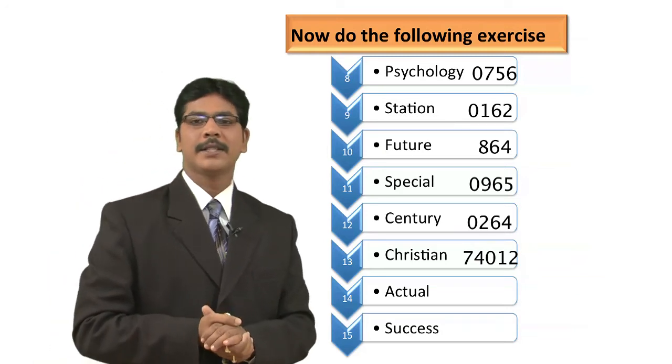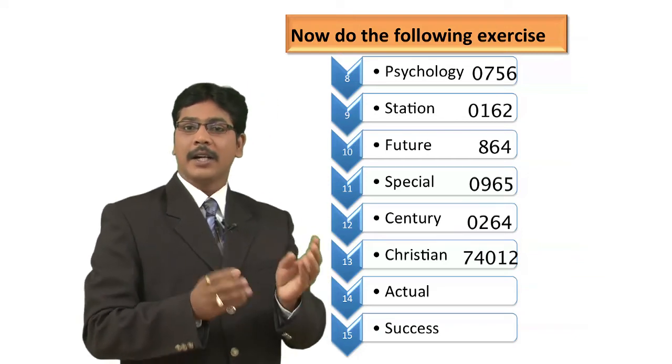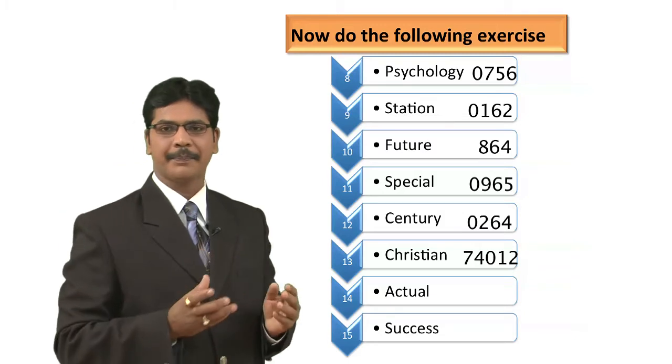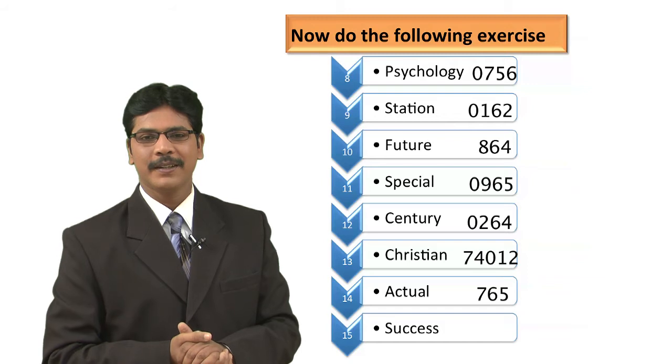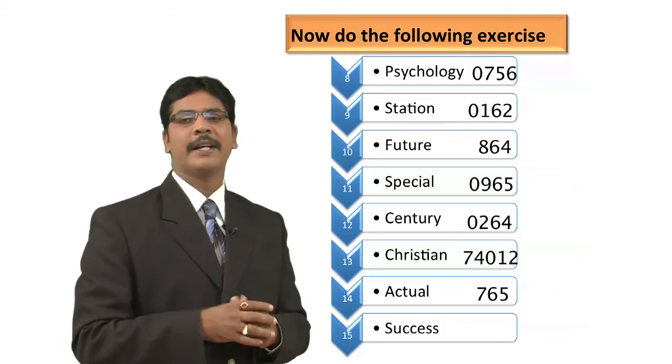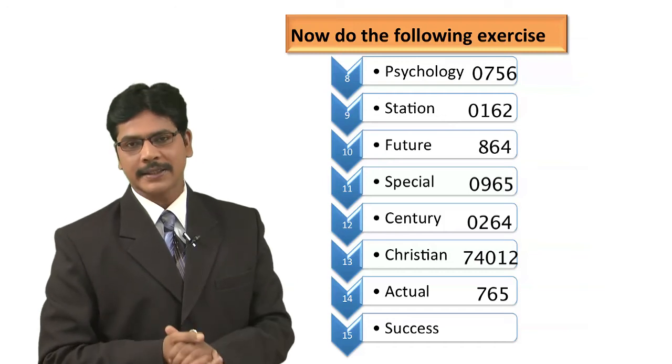Okay. Next word is actual. See, actual. One letter is silent. K and CH are actually coming at the same time. The answer is 765. So T is again sounding like CH here. Actual.